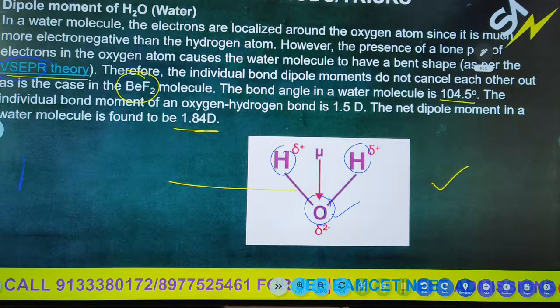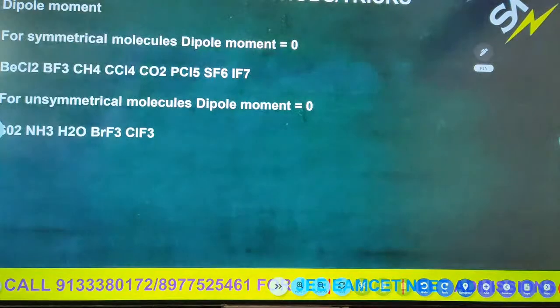With the second explanation also we say the same. So it is clear now: water has a net dipole moment, and according to its structure it is unsymmetrical, so mu is not equal to 0. How much dipole moment does it have? It has 1.84 debye. That is the dipole moment of the water molecule. Clear? Next.